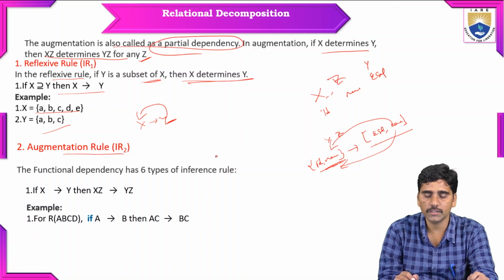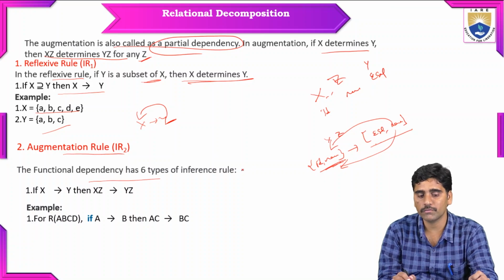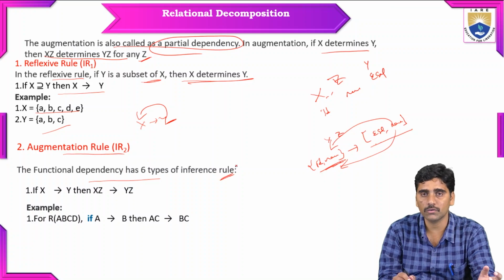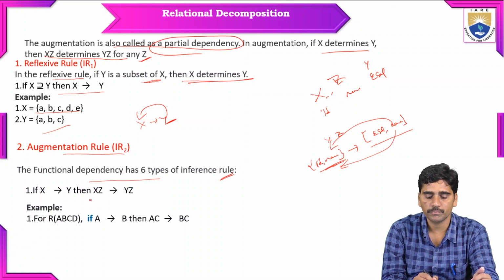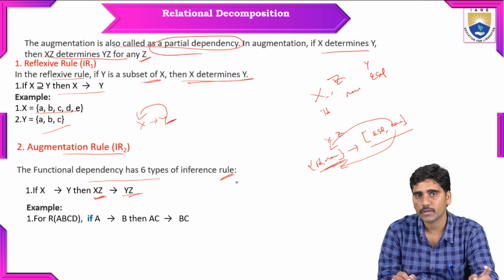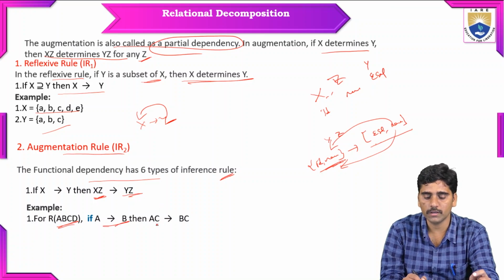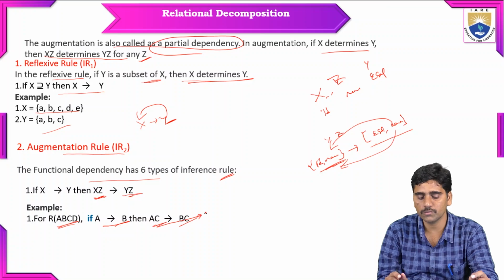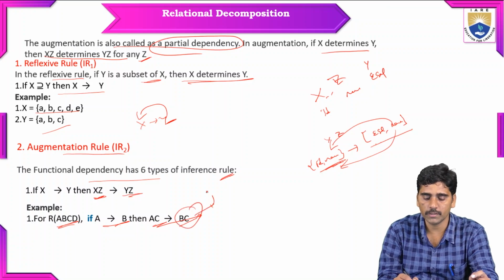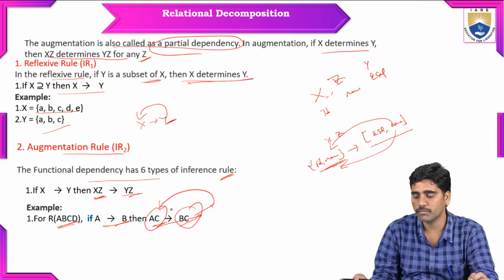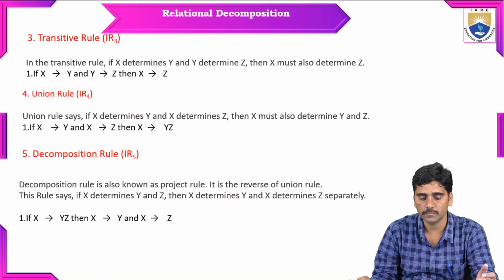The second one is the augmentation rule, that is IAR2. The functional dependency has 6 types of inference rules. So what are those rules? If x determines y, then xz determines yz. For example, in a relation of a, b, c, d, if a determines b, then ac determines bc. So the value of bc will be depending on the value of ac.